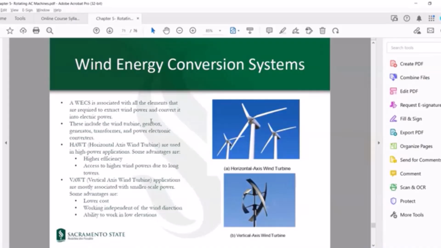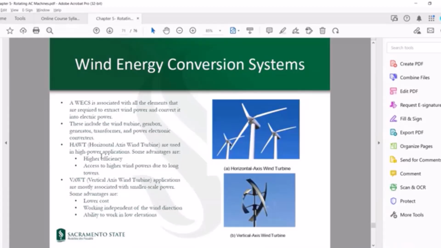So a wind energy conversion system is a system that, as the name shows, is getting power from the wind and converts that into electric power for us. The abbreviation is WECS, Wind Energy Conversion System, and it is associated with all of the elements that are required to extract power and convert it into electric power. These include the wind turbine, gearbox, generator, transformer, converter, whatever is required to make that happen. All combined, we call them WECS, or Wind Energy Conversion System.